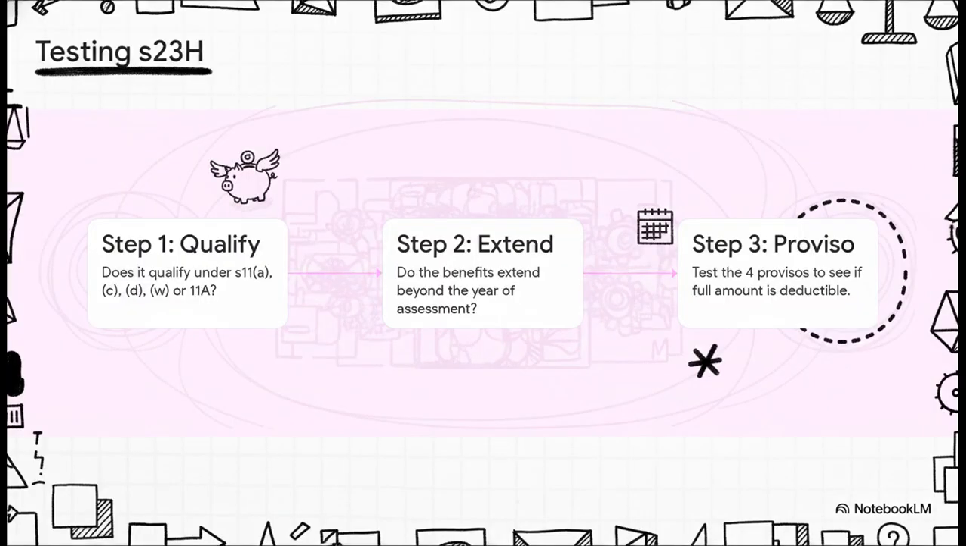Now let's shift gears to expenses paid too far in advance. Section 23H exists to limit and defer the deduction of prepaid expenditure. In an exam setting, you need to follow this exact step-by-step logic gate. Step 1. Verify the expense actually qualifies for a deduction under Section 11A, C, D, W, or 11A. And pay attention here, this expressly excludes trading stock. Step 2. Check if the goods, services, or benefits extend beyond the current year of assessment. If they do, the deduction must be apportioned. Unless, and this is a really big unless, you are saved by Step 3, testing the provisos.